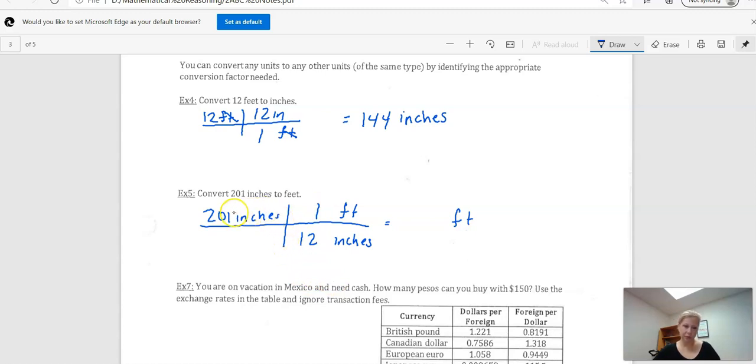So on this one, when I multiply across, I'm going to get 201 times 1, which is 201. And on the bottom, I do have something besides 1. There's nothing here, but I've got a 12 here. And my inches canceled out. So to finish this problem, what is 201 divided by 12? And that gets me 16.75 feet. Okay.